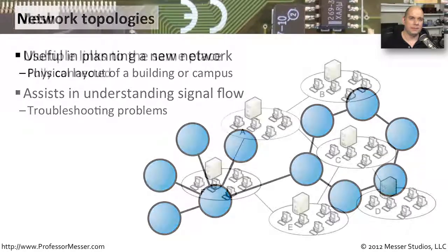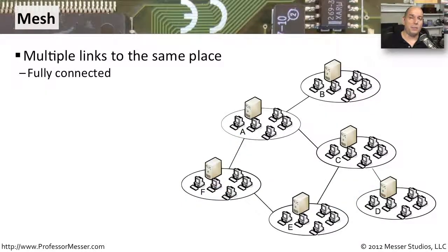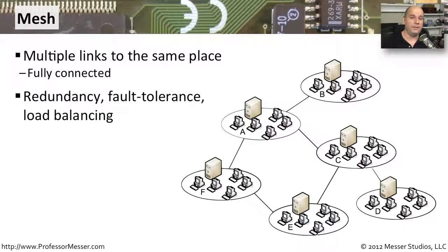problems. A mesh topology is one where we have multiple links that are going to exactly the same place. You sometimes hear this referred to as a fully connected network. This provides you with some advantages from a connectivity perspective. You've got redundancy and fault tolerance built in. If you lose a connection, you've got multiple links. You can simply use the other connections to get around the problem. And you also have the ability to do load balancing over some of these connections. With multiple links, now you have twice as much bandwidth available to send your data back and forth.